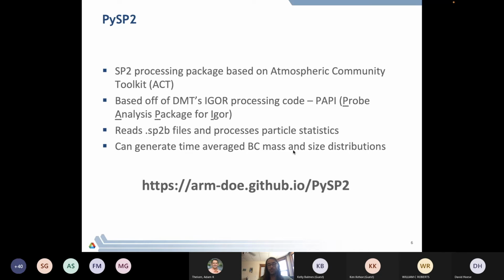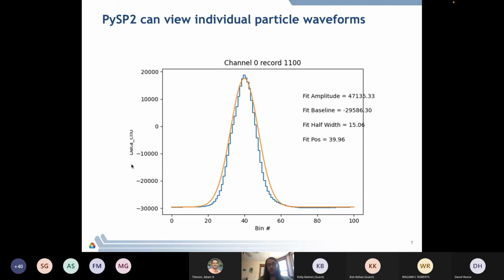It can generate time average black carbon mass and size distributions. If you want to look at the documentation in the repository, it's available at rdoe.github.io/PySP2. One of its capabilities is that you can view individual particle waveforms.